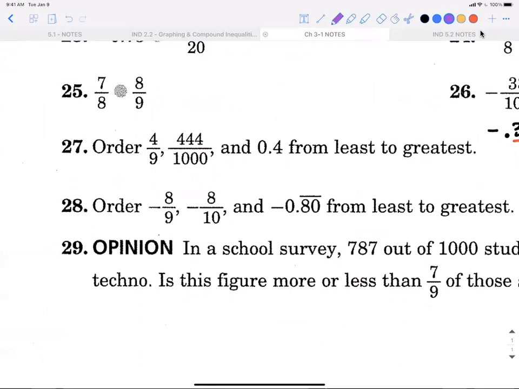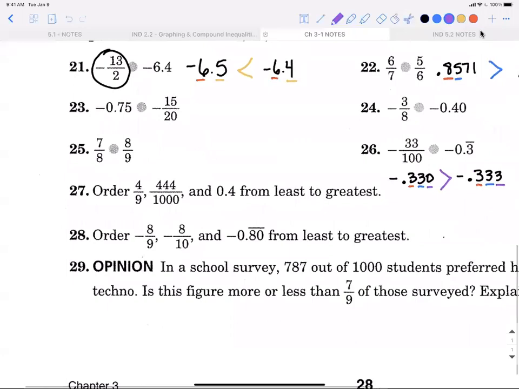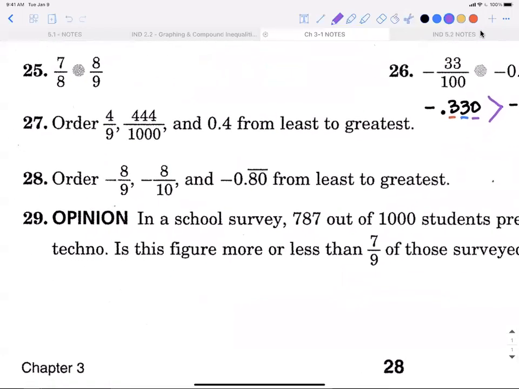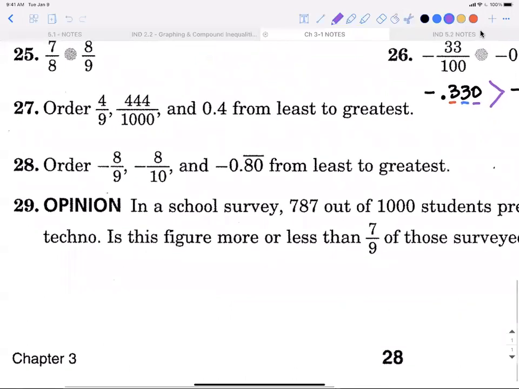But so on the bottom of your homework, you're going to be ordering these from greatest to least. And if you want, we've got time. We can do this one really quickly. So let's do number 28 here.